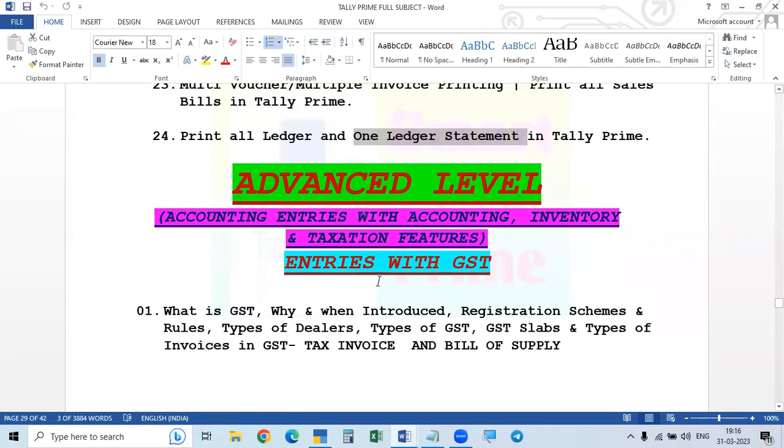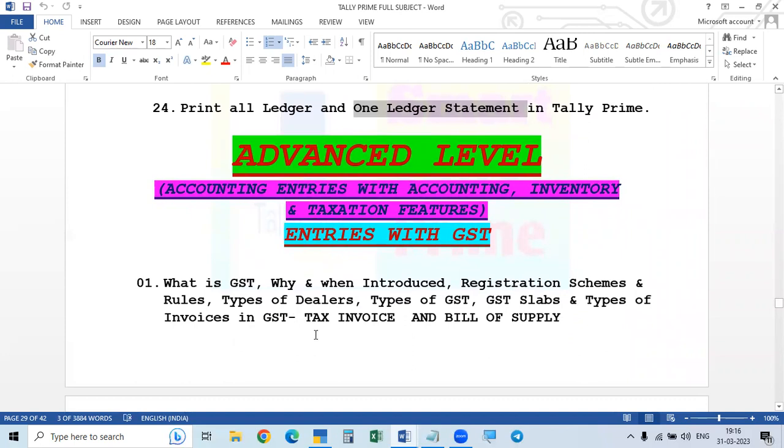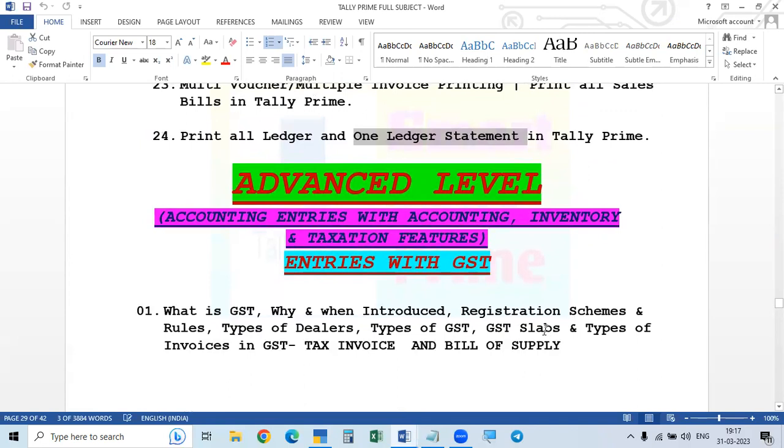Now what we are going to learn is what GST is, why and when GST was introduced, what the registration schemes and rules are, the types of dealers under GST, as well as the types of GST. What are the many types in GST? And GST slabs, meaning GST slab rates: what are the different rates under GST? And what are the types of invoices in GST? One is tax invoice, another one is bill of supply. What is a tax invoice and what is a bill of supply? This we will learn today.